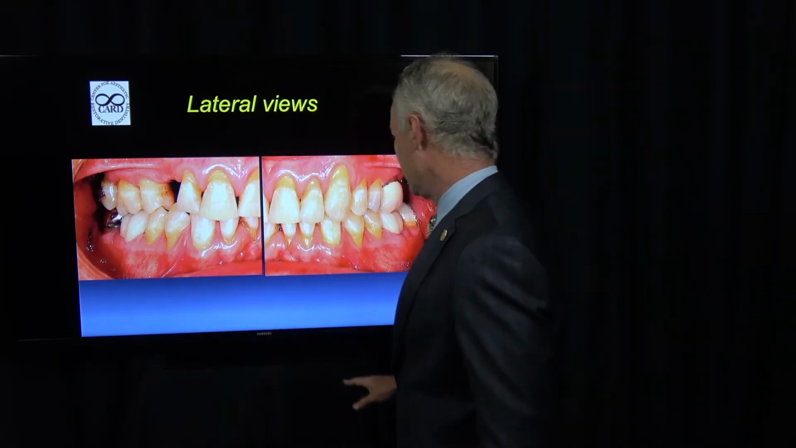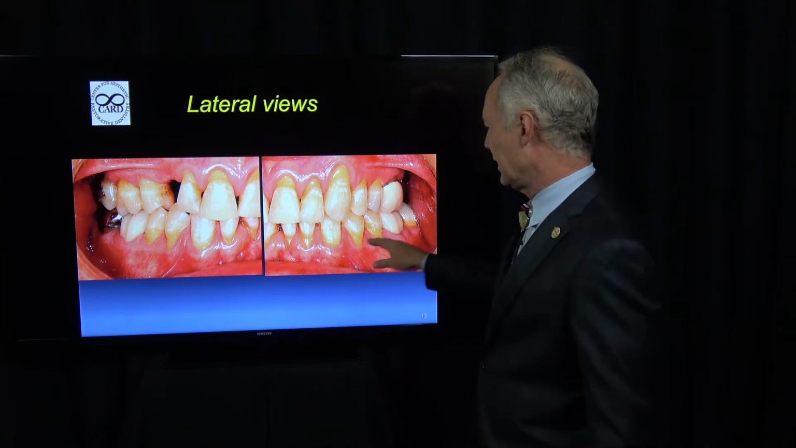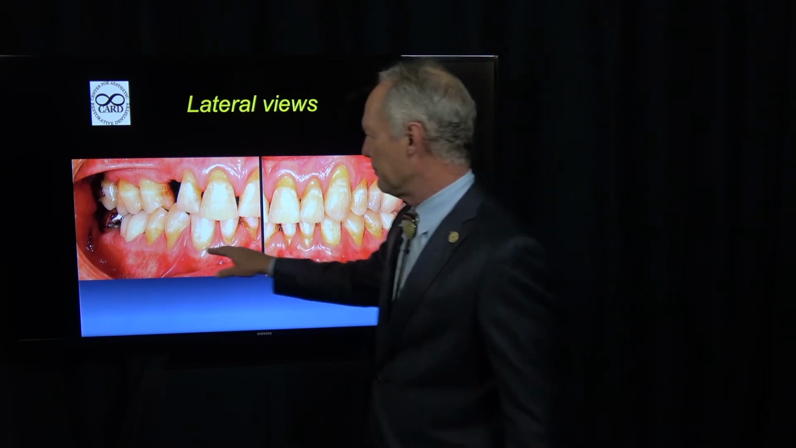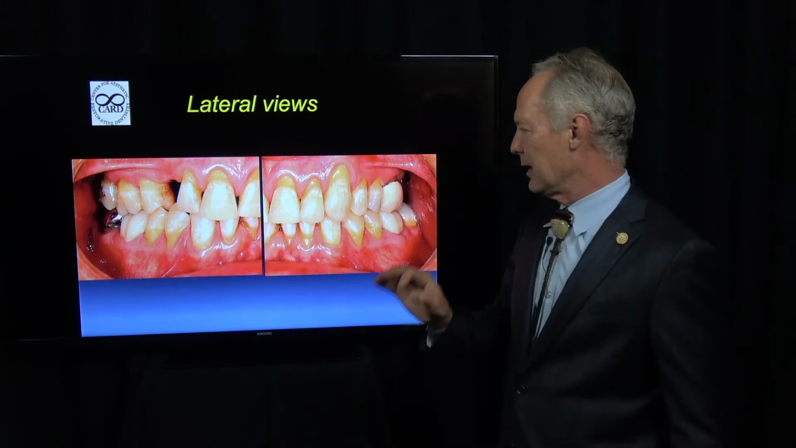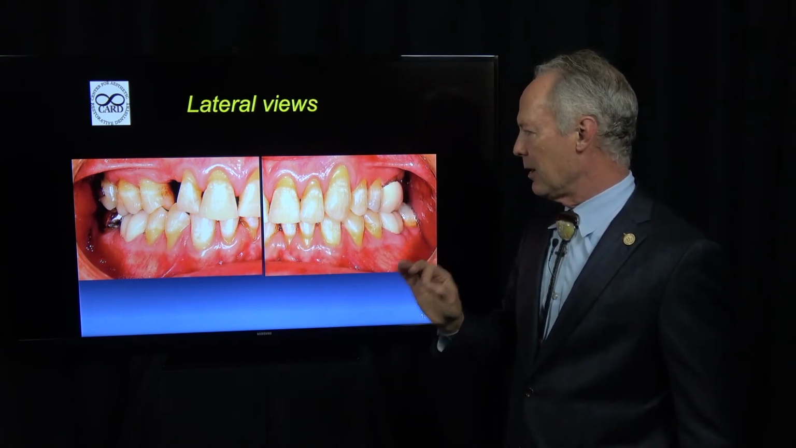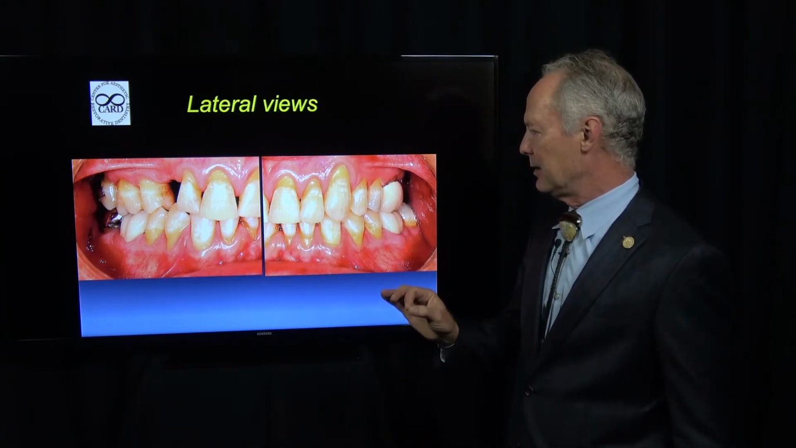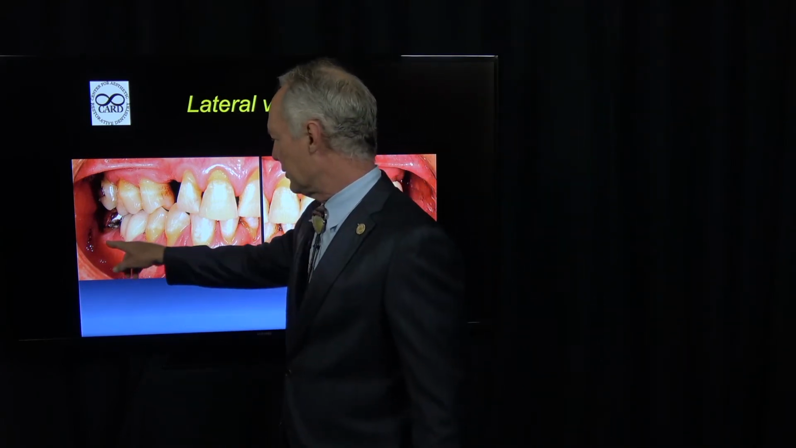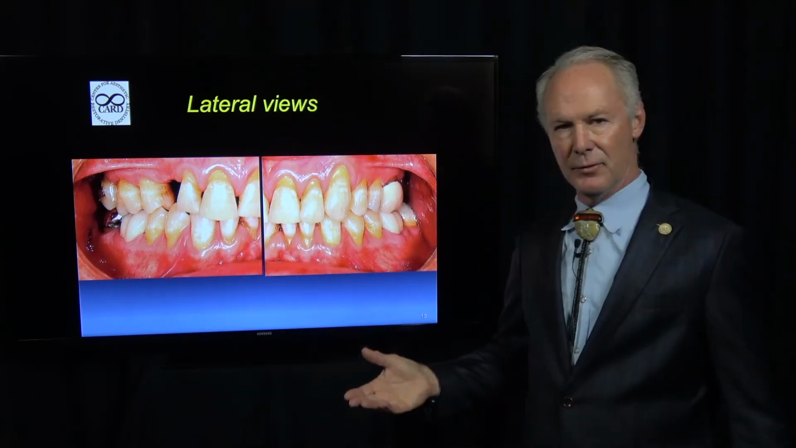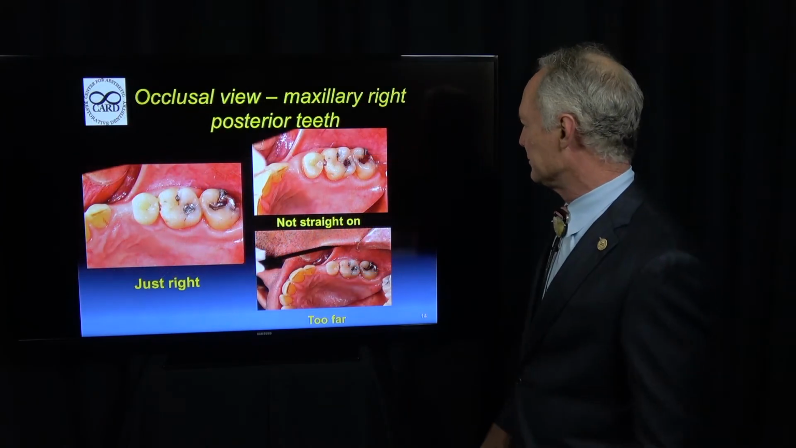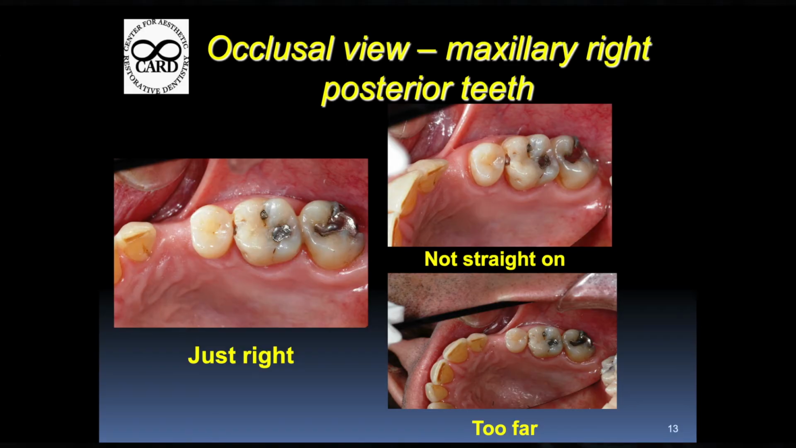Now what I would do differently on these photographs: blow the saliva or suction the saliva off the teeth so you've got a clear view of the margins of the teeth and the restorations. I also want to see the attached gingiva, whether they have attached gingiva or they don't. Occlusal view, maxillary right posterior teeth.